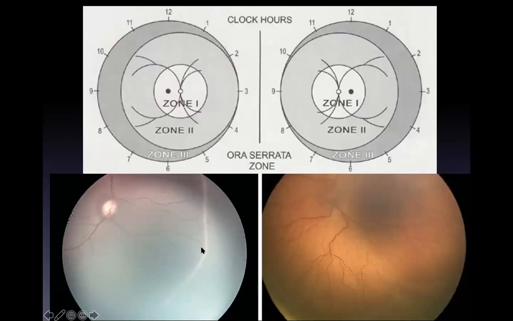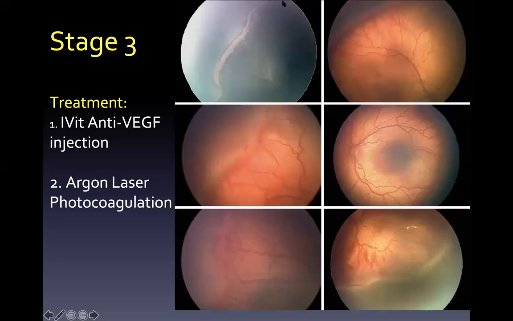This is stage 1, just a white line in between the avascular retina and vascular retina. But when it proliferates, it is stage 3, as you see here. The neovascularization is like a fibrovascular tissue. This is the avascular, this is the vascularized retina. When we see stage 3, we start treatments like intravitreal anti-VEGF injection or argon laser treatment to those avascular areas so that they don't secrete more VEGF.